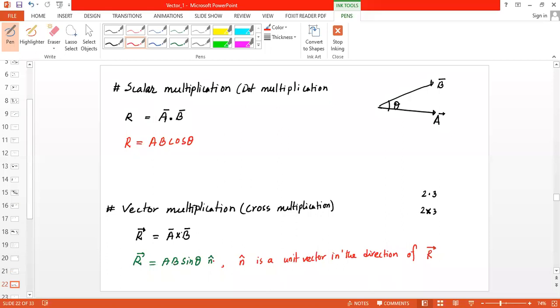What should be the direction of n, or the direction of the unit vector, if we multiply two vectors A and B? The direction of the unit vector would be perpendicular to the directions of these vectors. If vector A is along the x direction and vector B is along the y direction, then if you cross multiply these two vectors, the direction of the product would be along the z direction.